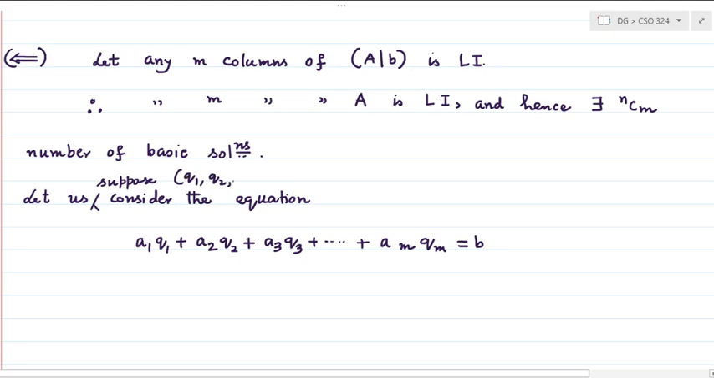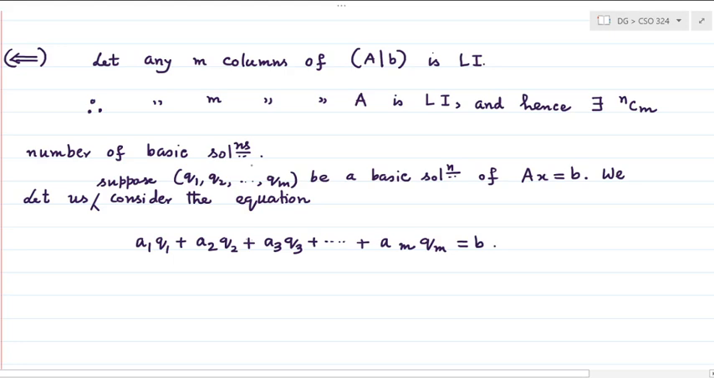q1, q2, qm be a basic solution of Ax equals b, and we consider this equation. Now what do we have to prove? We have to prove that none of the components of q1, q2, qm is 0.